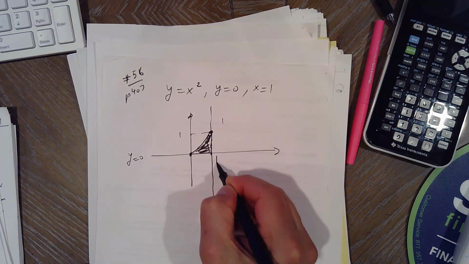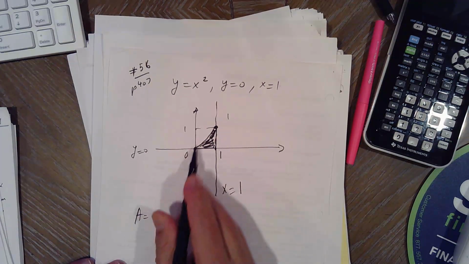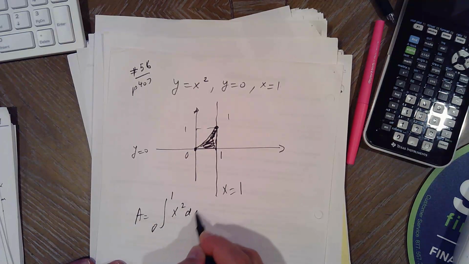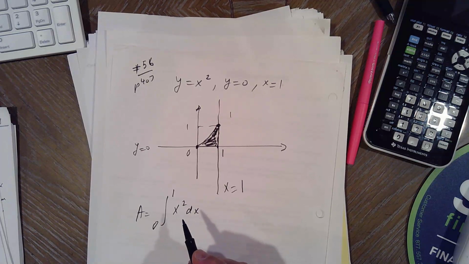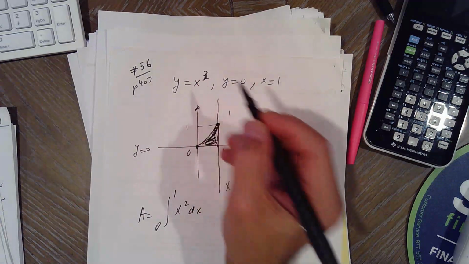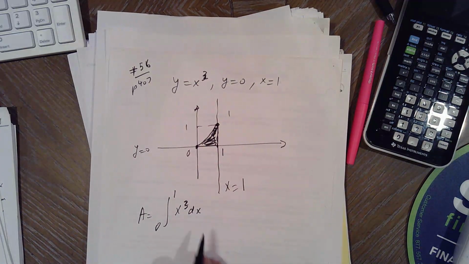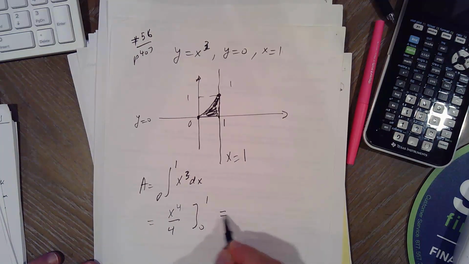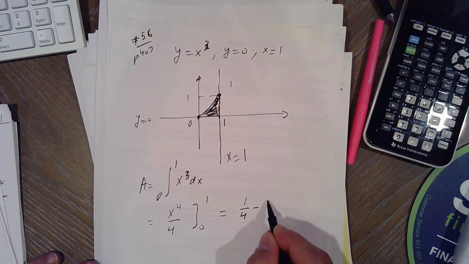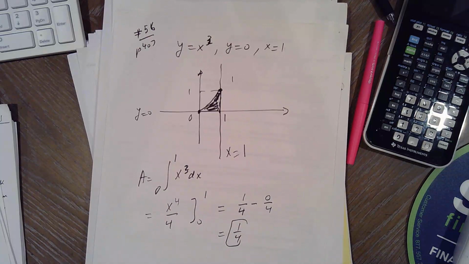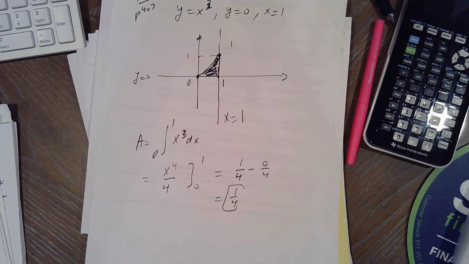And to find this area, it's the definite integral as we saw from 0 to 1 of x squared dx. Wait, is it x squared or x cubed? Oh, it's x cubed, sorry. So x cubed dx, this would be x to the 4 over 4, which if you plug the 1 in and then plug the 0 in, it's 1 over 4. So that area is 1 over 4 square units.